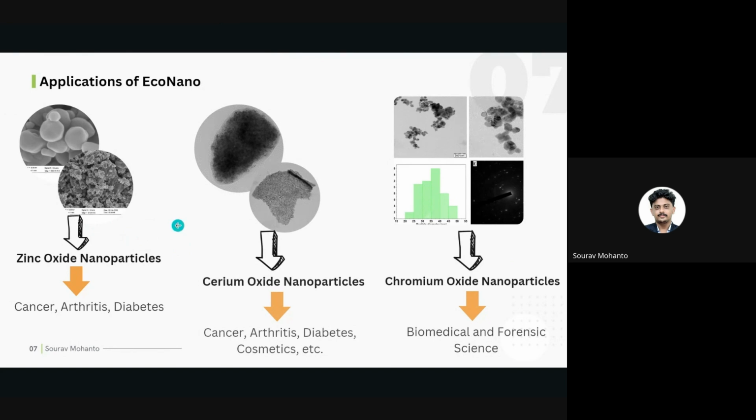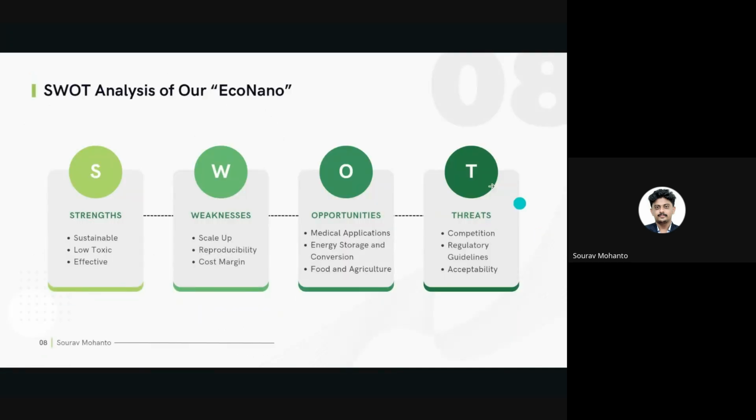As I have mentioned, till date, we have worked on 3 basic nanoparticles which can be developed from the biowaste. The first one is zinc oxide, the second one is cerium oxide, and the third is chromium oxide nanoparticles, which we have developed. The figures you can see are the scanning electron microscopy or transmission electron microscopy morphological examination of those nanoparticles, and these are the applications where we have applied our nanoparticles or EcoNano till date.